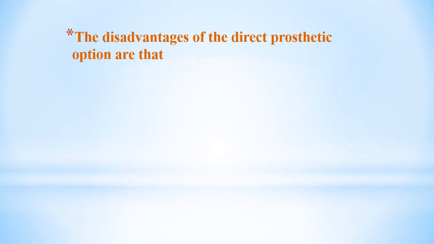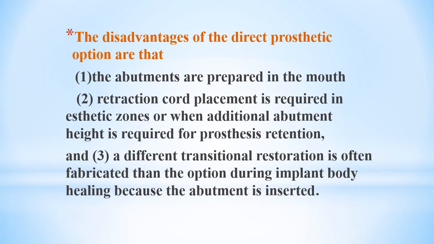The disadvantages of direct prosthetic options are that the abutments are prepared in the mouth and retraction cord placement is required in the aesthetic zone or when additional abutment height is required for prosthesis retention, and a different transitional restoration is often fabricated than the option during implant body healing because the abutment is inserted.